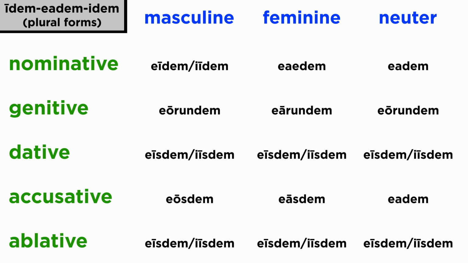Now let's look at the plural forms, although you will not find too many surprises here. Eīdem or īdem, eaedem, eadem. Eōrundem, eārundem, eōrundem. Eisdem or īsdem, eisdem or īsdem, eisdem or īsdem. Eōsdem, eāsdem, eadem.